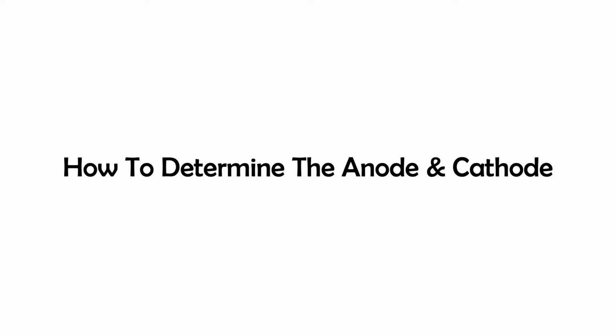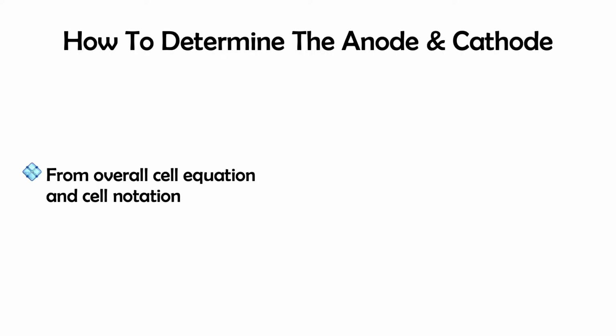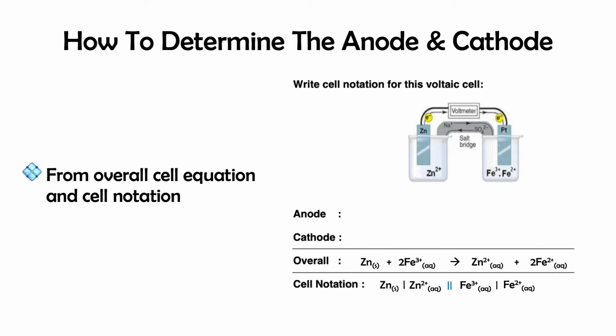Now, how do we determine the anode and cathode from the questions? There are two ways to determine the anode and cathode. First, from the overall cell equation and cell notation. As you can see from the previous video, we are given the overall equation and we are given the cell notation. From here, you know that this is the anode, and this one will act as the cathode.